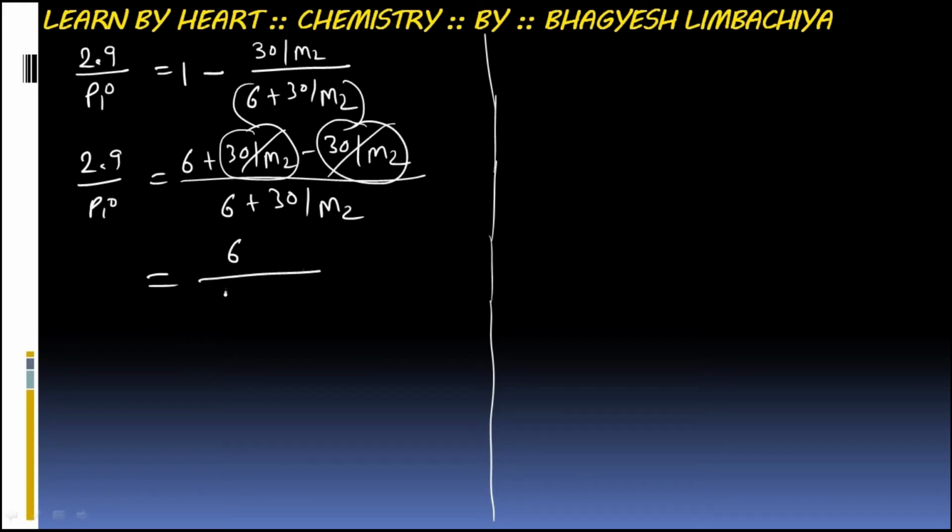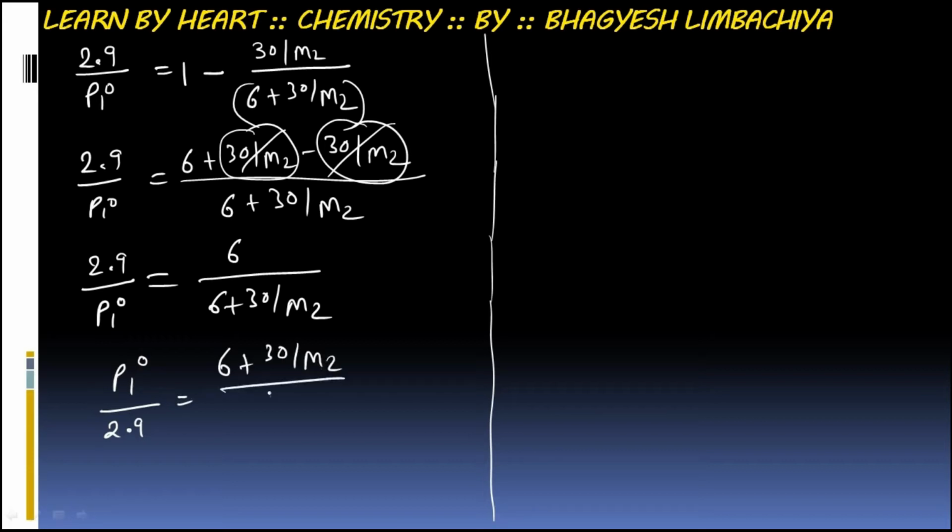So 6 divided by 6 plus 30 by m2. Now, the same way, we will take the reciprocal of both of the terms. So P10 upon 2.9 equals 6 plus 30 by m2 divided by 6. And then in the denominator, that 6 is divided, so 1 plus 30 by m2 at the numerator multiplied by 6.